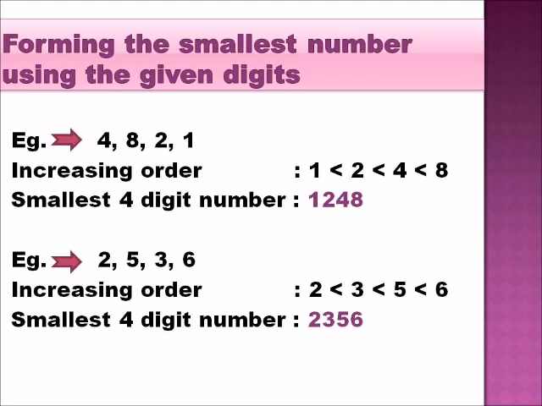In example 9, we have digits like 4, 8, 2 and 1. Now let's arrange them in increasing order. 1 is lesser than 2, 2 is lesser than 4, 4 is lesser than 8. Therefore, the smallest 4-digit number will be 1248. In the next example 10, we have digits like 2, 5, 3 and 6. Now let's arrange them in increasing order, like 2 is lesser than 3, 3 is lesser than 5, 5 is lesser than 6. Therefore, the smallest 4-digit number will be 2356.